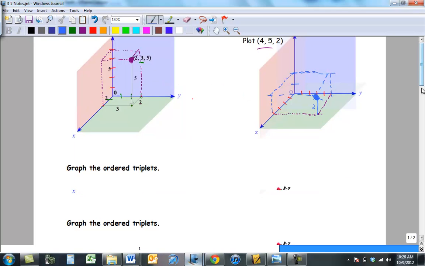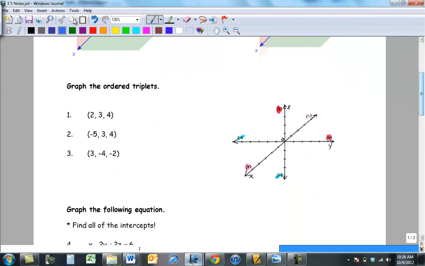All right, so let's try these 3. Number 1, I'm going to do in purple. The point (2, 3, 4). 2 right here, 3 going across on the y-axis. Go parallel to the y-axis. From y is 3, go parallel to the x-axis, and there's our parallelogram. But then we've got to go 4 units high. So 4 units high, we'll say is like that tall. There's the point (2, 3, 4).